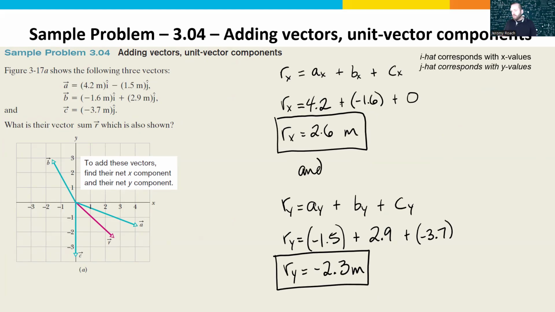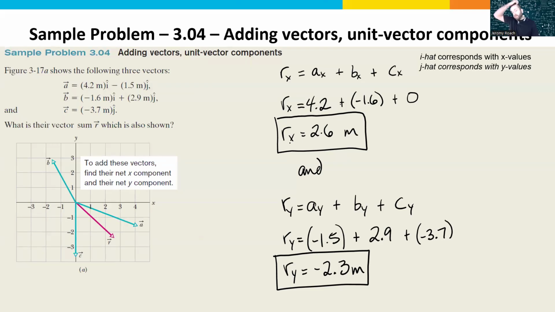To do this, we're going to sum all of the X components. Those are all the i hat components. So that would be 4.2 minus 1.6. And then for vector C, there's actually no i hat component. I think they do that on purpose here just to make sure that we're being careful and looking at the notation. We can't add the i's because there's no i's for C. So it's just 0, and it's 2.6 meters for the X component for vector R.